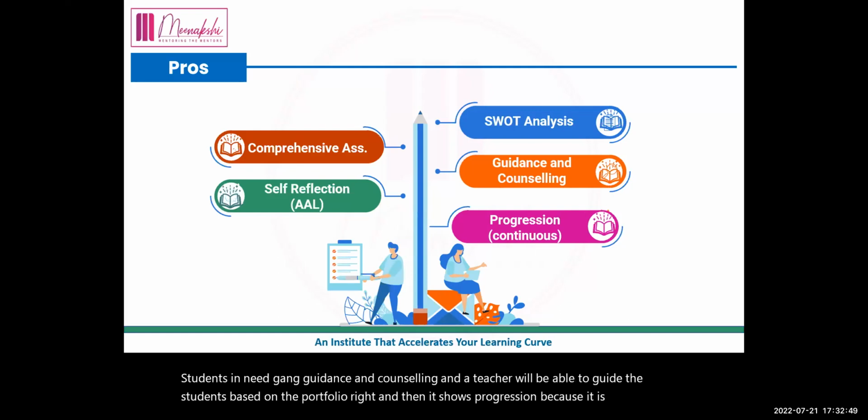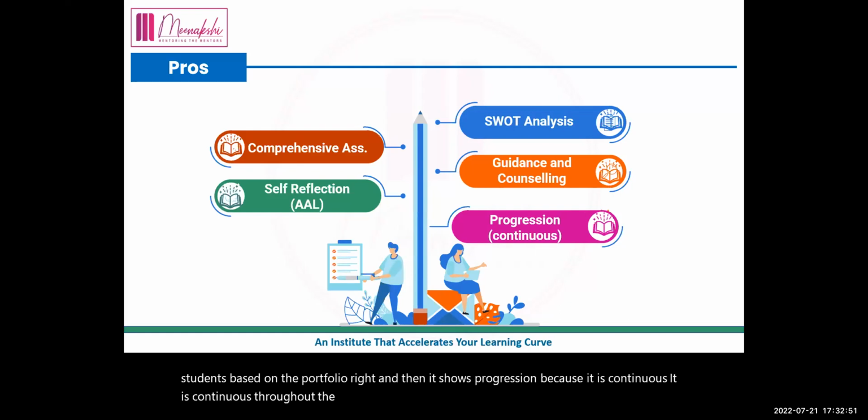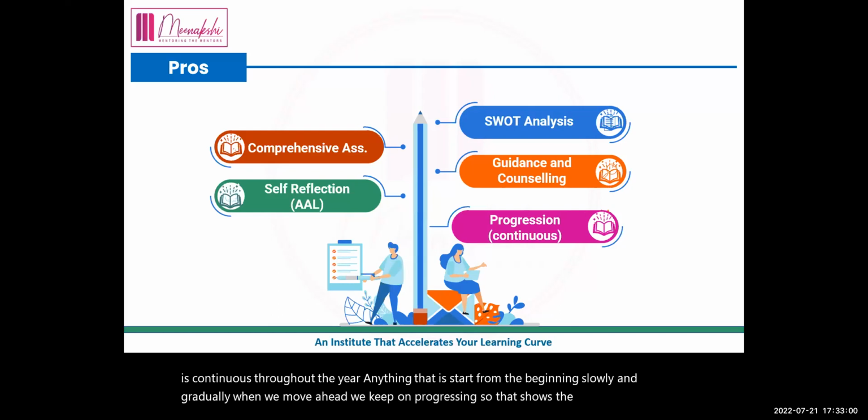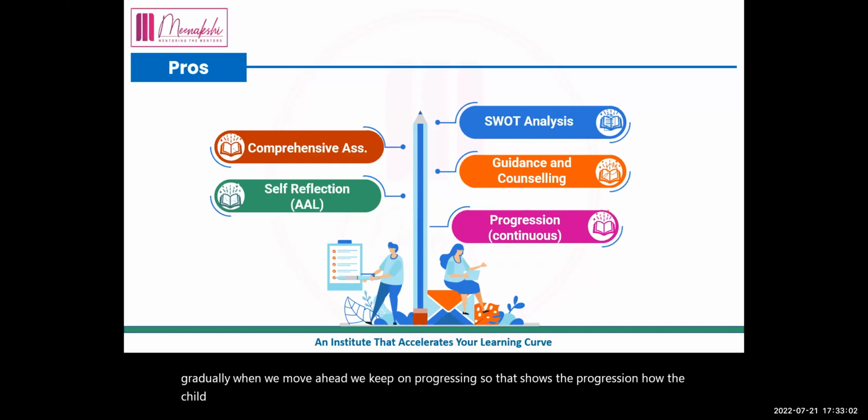And then progression. It shows progression because it is continuous throughout the year. Anything that we start from the beginning, slowly and gradually, when we move ahead, we keep on progressing. So that shows the progression, how the child progressed right from the beginning till the end.